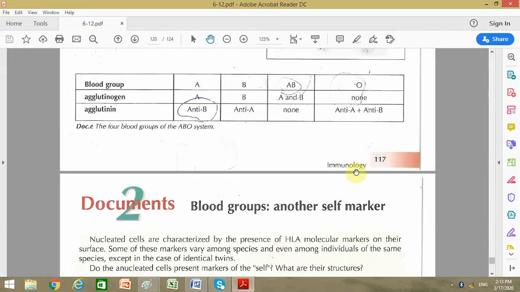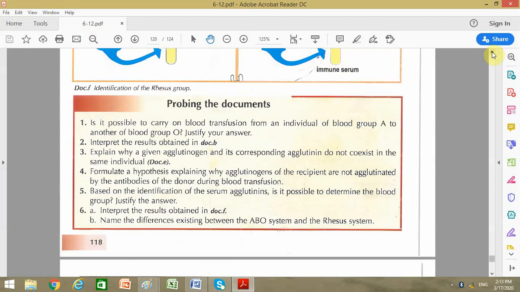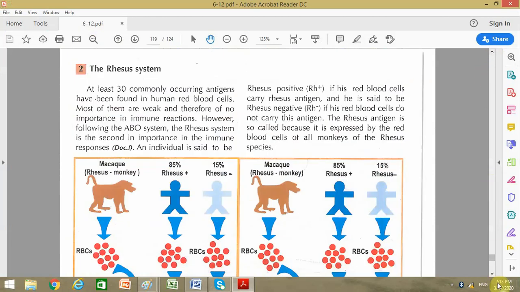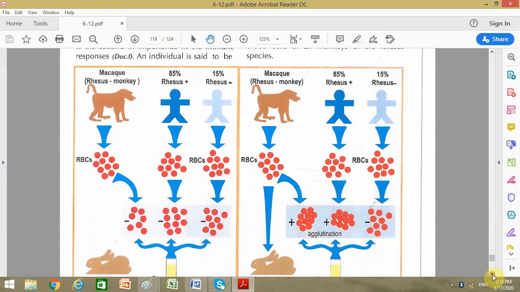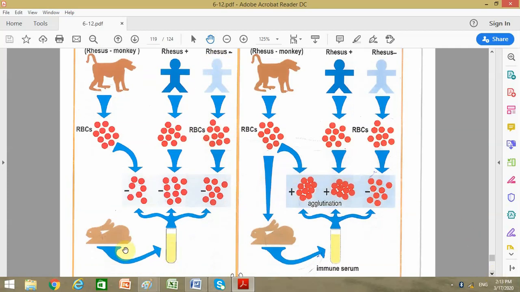Now finally, what about the rhesus factor? What do you mean by positive and negative? So the rhesus factor, and here we have an experiment. First of all, the scientists collected blood from a monkey called the rhesus monkey, or macaque rhesus monkey. They extracted RBCs from this animal, and if we say that we have 100 individuals giving blood or RBCs, then we remove the serum from a rabbit.